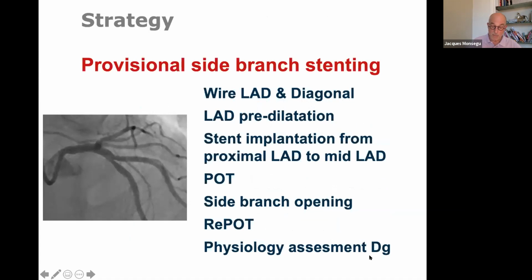So the procedure, this is a stepwise procedure. First, wiring both branches, LAD and diagonal, and I recommend to always protect the side branch. After that, we are going to do the pre-dilatation to prepare the lesion. After that, we stent in the LAD from proximal to mid-LAD. We are going to do the POT. After that, we open the side branch. We do a re-POT and we assess, if necessary, with the physiology, the diagonal branch.